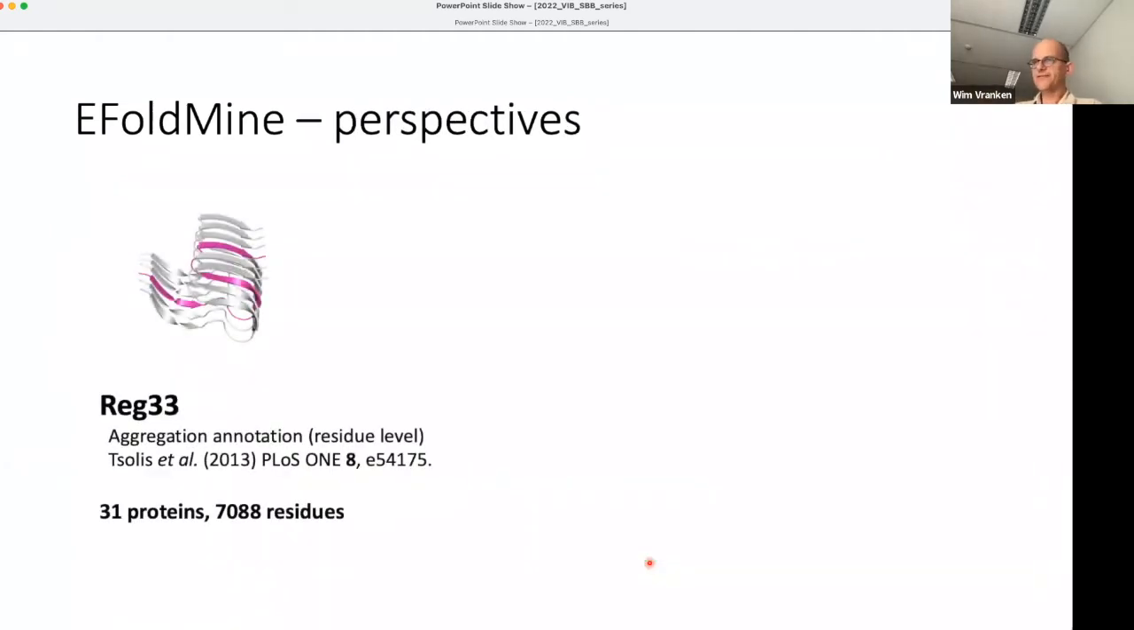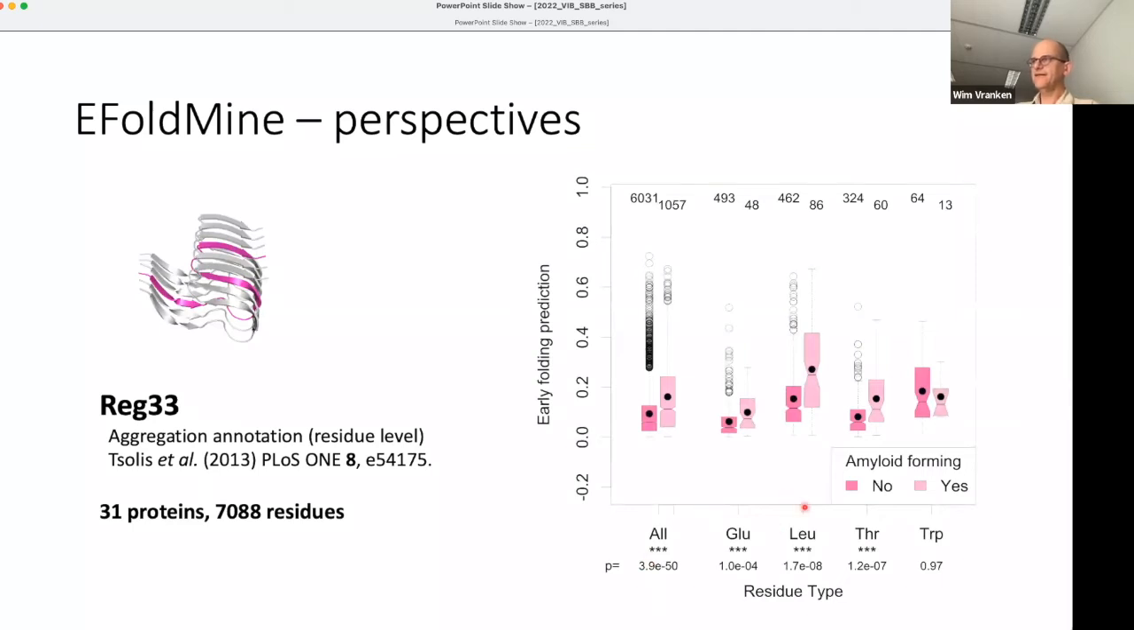We looked at many other things, like, for example, aggregation. You can see that for residues that are amyloid forming, which are in light pink here, for some residue types like tryptophan, there is no difference in what we predict in early folding, but for some like leucine, amyloid forming or leucines that are in regions of the protein that form amyloids have a much higher early folding propensity, which makes sense because these are things that happen when the fold is not completed yet. So this is circumstantial evidence, if you want, that the method works.